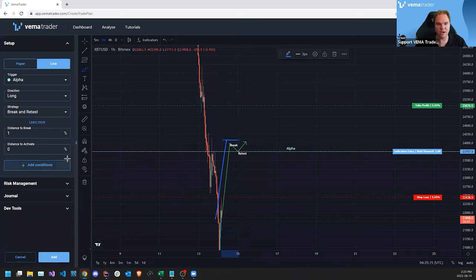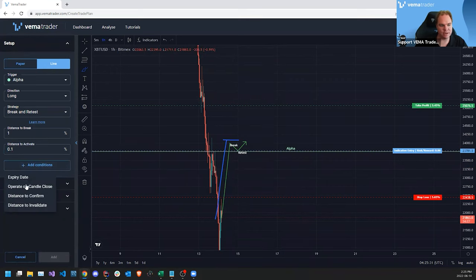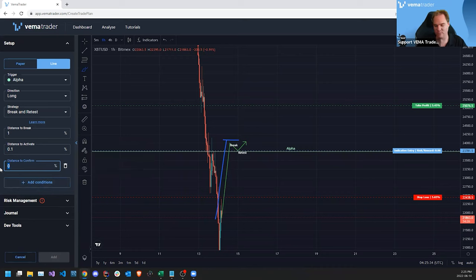So if you just get a giant wick up to the break and then it comes back down, VEMA says that's not a break. It had to have a close. It must be a candle close on the break, just for the break. But then from there, cool, what am I going to do? Now it's a regular bounce, so I'm looking for a 0.1. And then what I tend to do is go a distance to confirm of the same amount as my break.